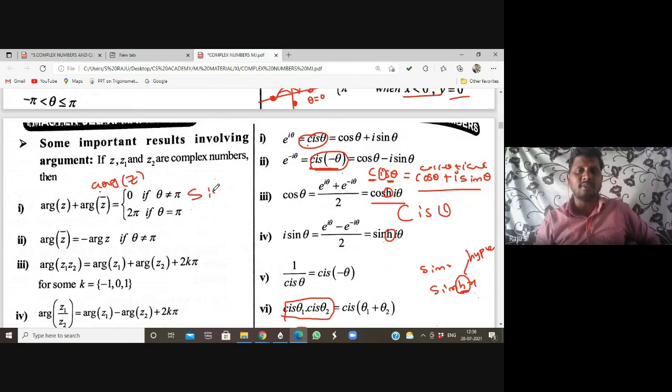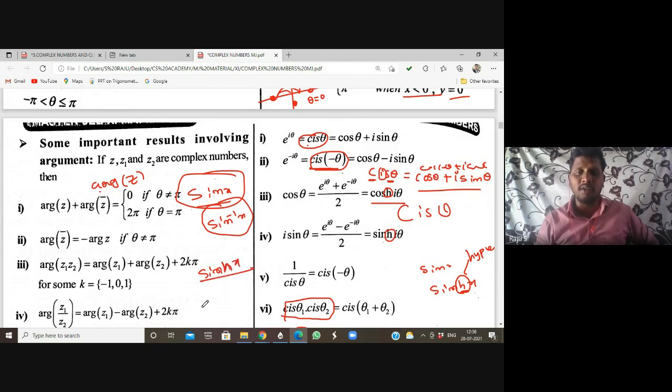Like sin x is a trigonometric function. The inverse of sin x is sin inverse of x. This is sin x, a trigonometric function, and this is an inverse trigonometric function. In the same way, sin hx will be there. When you see the h, this is a hyperbolic function.